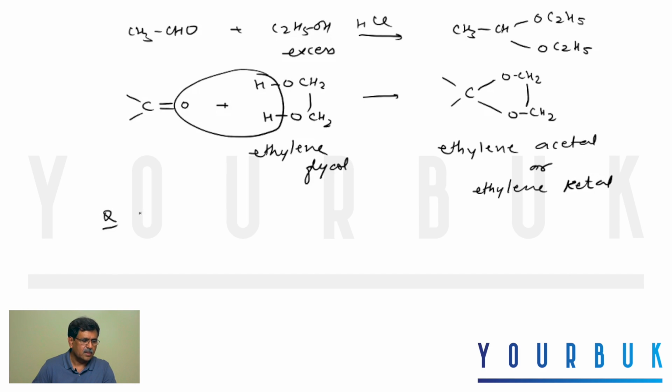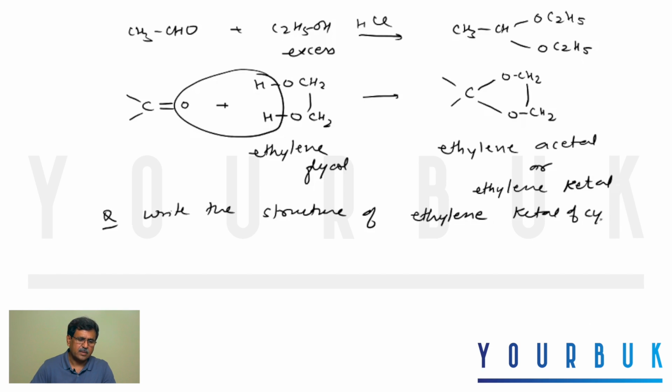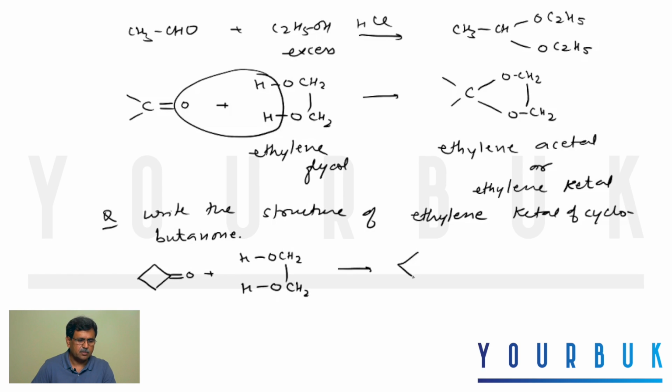Now this is a question. Write the structure of the ethylene ketal of cyclobutanone. Now it's a difficult question. It's not easy to write the structure of this directly. So you write the reaction first. So we are reacting cyclobutanone with ethylene glycol. Now this is the ethylene glycol. So you write the structure. Now this is the product obtained.